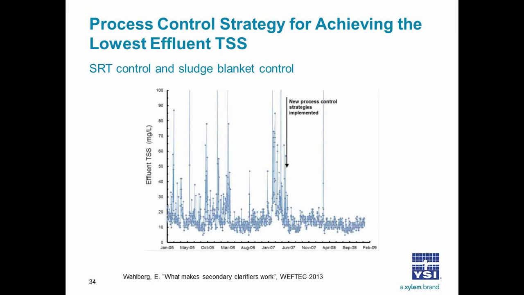And before the new process control strategies were implemented, as shown at the black arrow, the effluent TSS was relatively high, and very inconsistent and variable. Following implementation of these strategies, the effluent TSS became much lower and much more consistent.